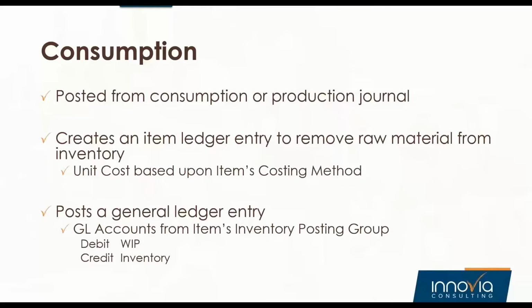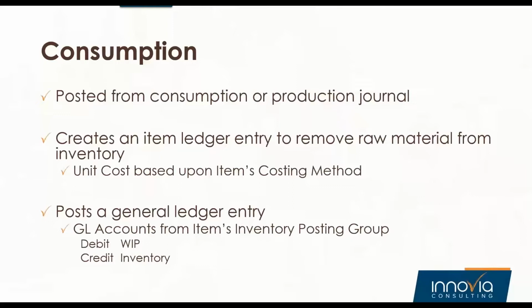When you post that consumption, it immediately creates an item ledger entry to remove the raw material from inventory. And one thing to note is the unit cost it uses is based on the item's costing method. So if you're FIFO costing, it's going to apply to a purchase or positive adjustment based on FIFO. And it's going to use that actual cost to then post as cost to this production order. If you're using standard, of course, it'll just use the standard cost.